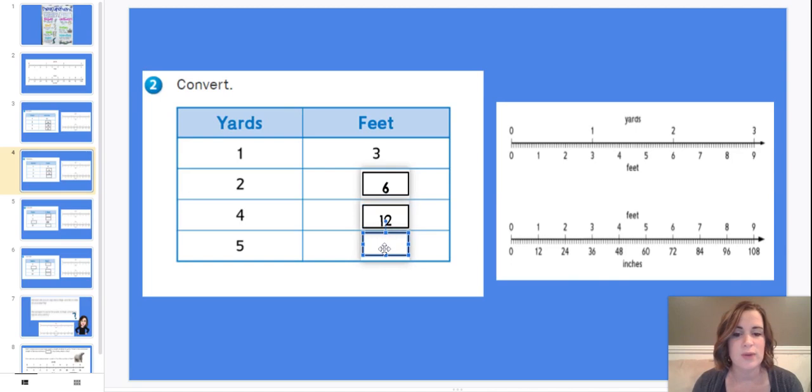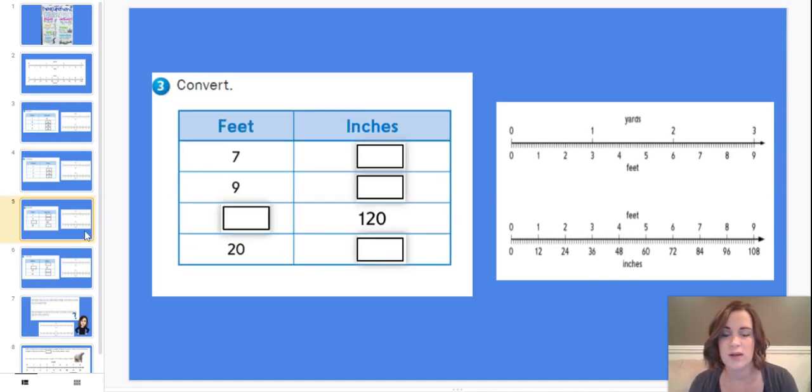All right, same thing with 5. 5 yards is not on our conversion chart. So I want to add 3 more feet to 12. And that is 15. Okay, so let's go on to another one.